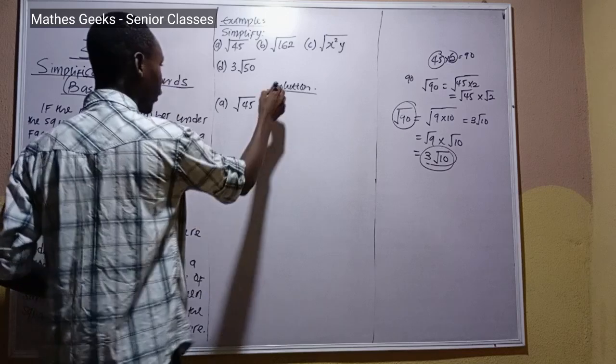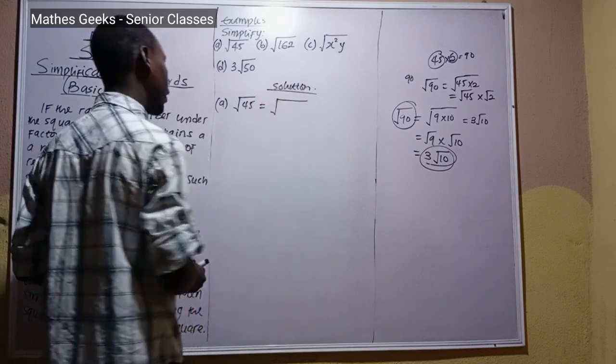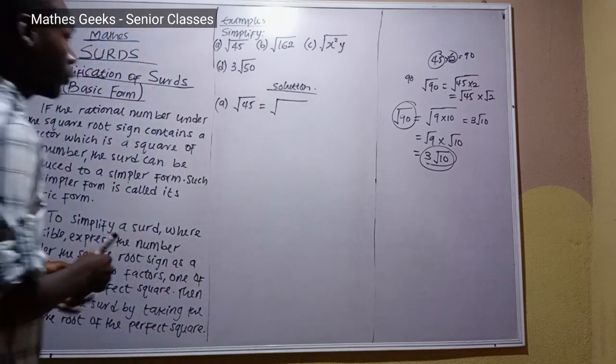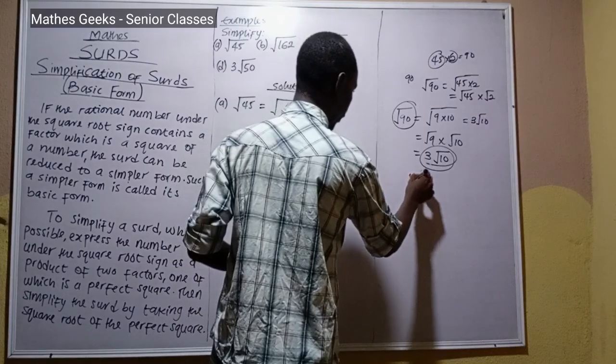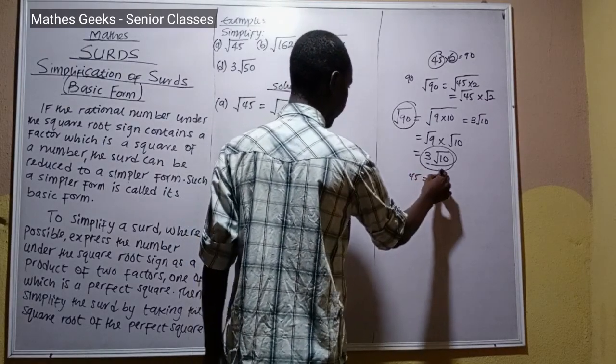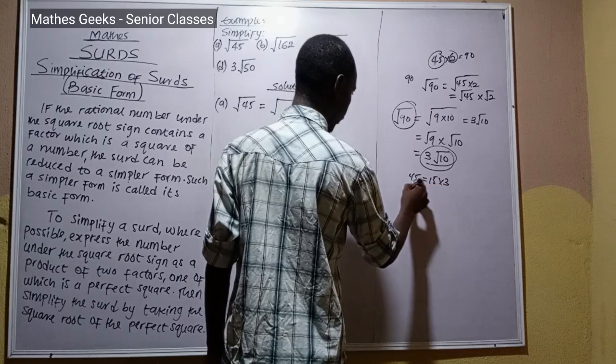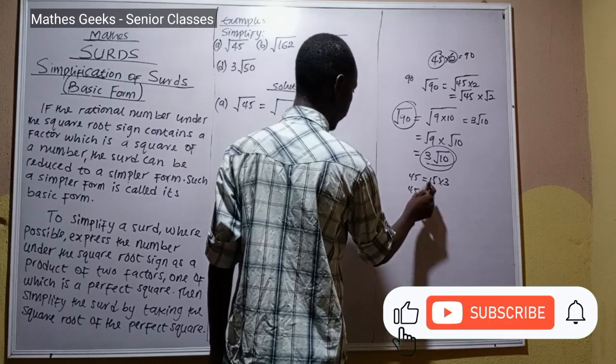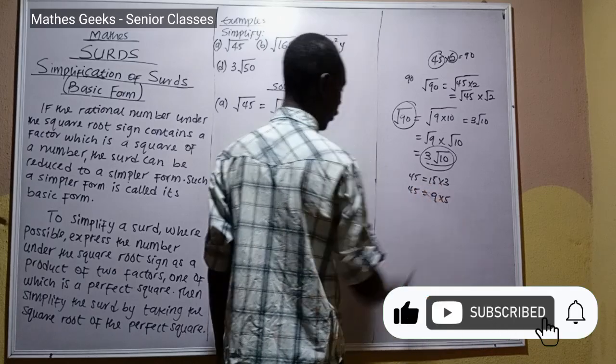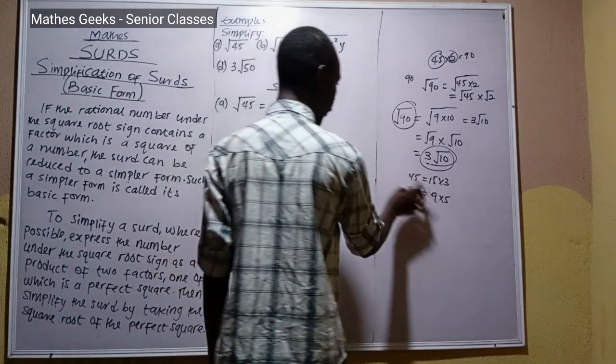Root 45 will give us, we're going for 45. Factors of 45 are 15 times 3, and then 9 times 5. 45 equals 9 times 5. 15 times 3 is equal to 45. 9 times 5 is 45.